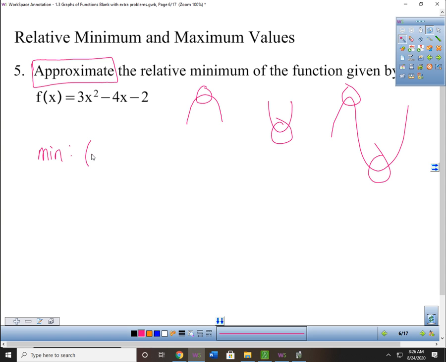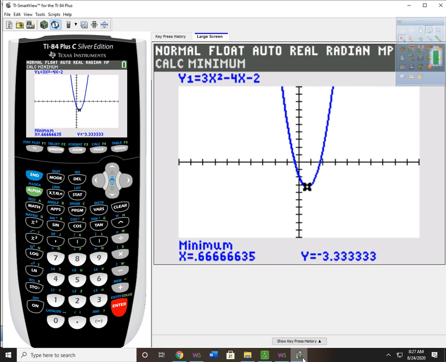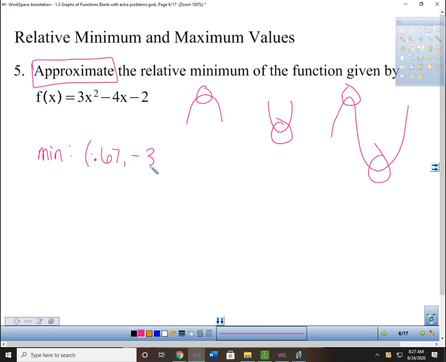negative, was it negative 0.67? Positive 0.67, comma, negative 3.33. All right, are we good there? Make sure you close that because it's a point. Okay.